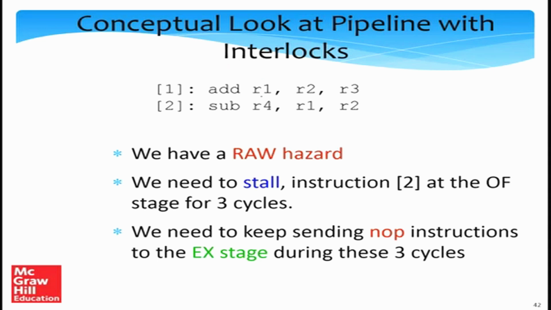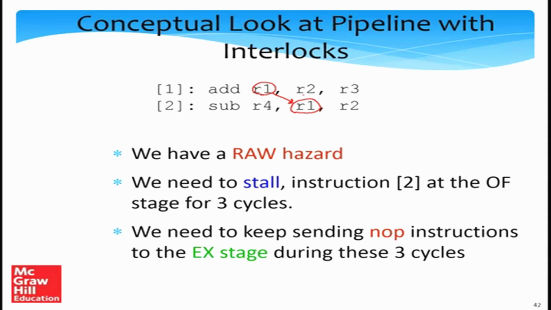So let's consider an add instruction. Let's just consider 2 instructions with a read after write dependence between them. The first instruction writes to register R1 and the second instruction reads from register R1. So there is a read after write, or RAW, dependence, a RAW hazard. What we are saying is that we need to stall instruction number 2 at the OF stage for 3 cycles till it gets the right value of R1, which instruction 1 will write. So how do we achieve that?